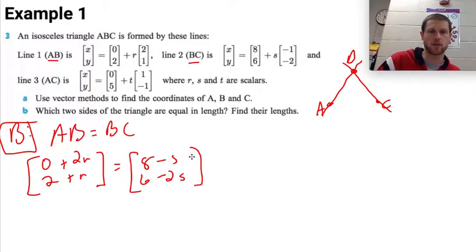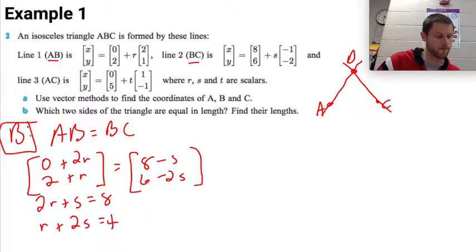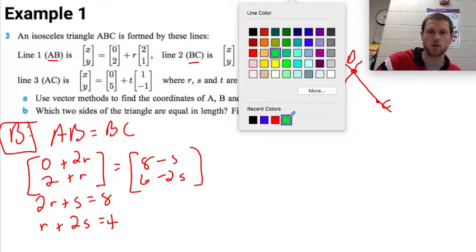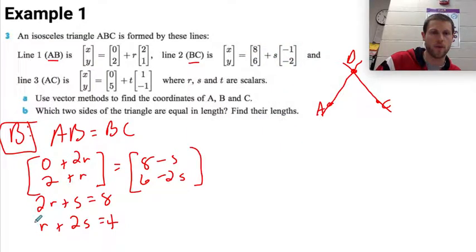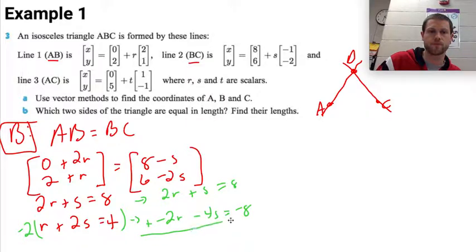Set the x components equal and the y components equal, so I get 2r plus s equals 8, and I have r plus 2s equals 4. All right, and now again, let's use elimination to solve this. I'm going to multiply this bottom equation by -2. So that's going to be -2r minus 4s equals -8. And this top equation will just carry over, 2r plus s equals 8. Add them all up. The r's cancel, and I get -3s equals 0.